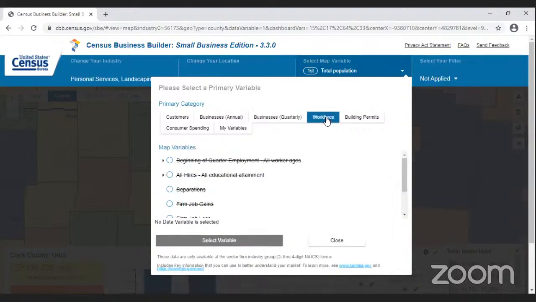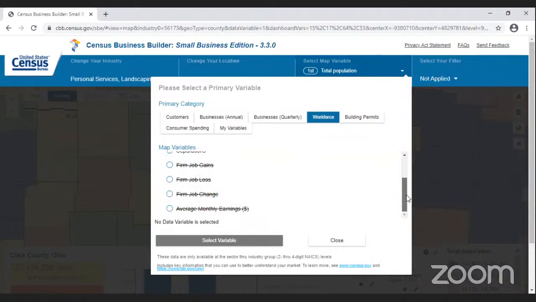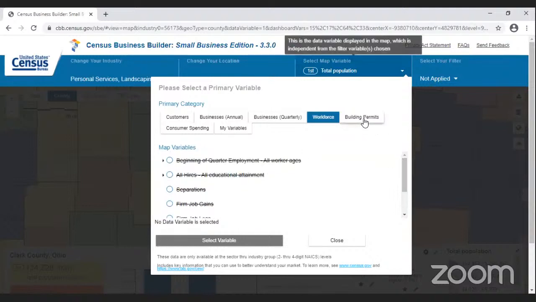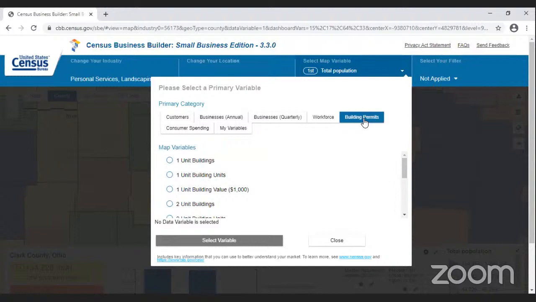We also have workforce. This is available only on the sector level, which is why it's lined out. But this is coming from the Census Bureau. It just gives you hires, separation, and monthly earnings. And then we have building permits. Building permits are indicative of future growth. So if you're looking at an area, maybe you want to look at the building permits to see what kind of future growth can be expected in that area based on people taking out building permits.